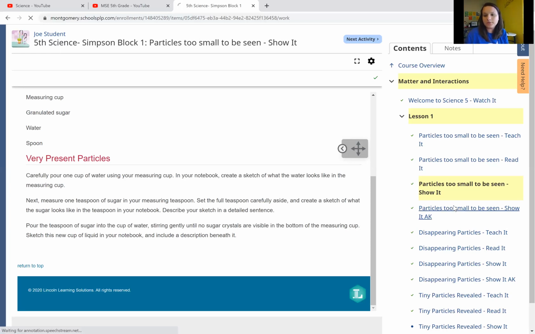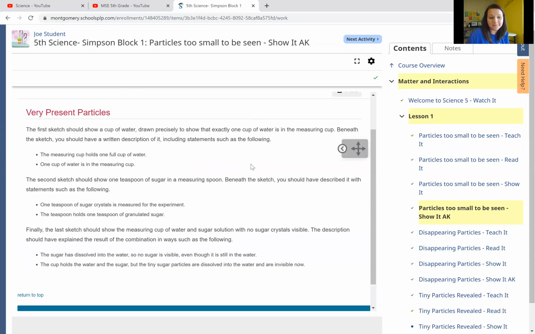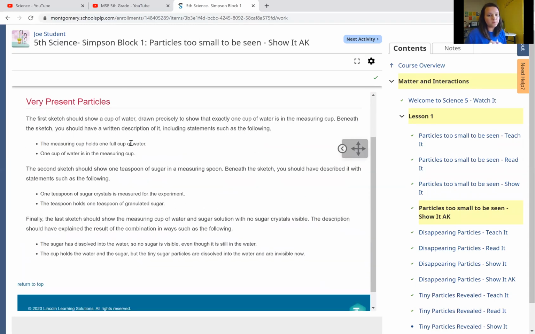All right, so then we're going to go over this a little bit because you may have something different. The measuring cup holds 1 full cup of water. I measured 1 cup of water in my measuring cup. I measured 1 teaspoon of sugar crystals for the experiment. And then it says the sugar has dissolved into the water, so no sugar is visible, even though it's still in the water. Just because I cannot see it does not mean it is not there. It has just dissolved into my water. All right, very good, guys.